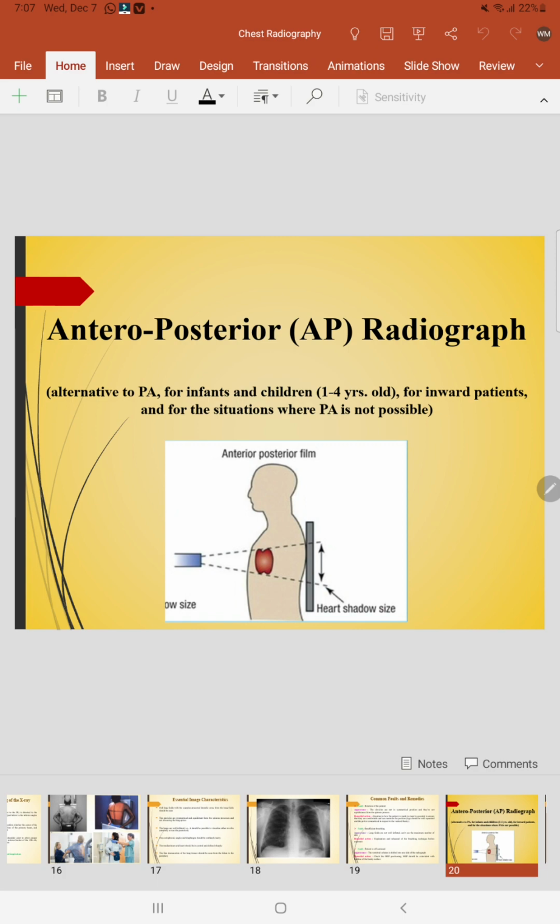Now we are moving to the anteroposterior AP radiograph. Alternative to the PA for infants and children, meaning 1 to 4 years old, for invalid patients and for situations where PA is not possible.